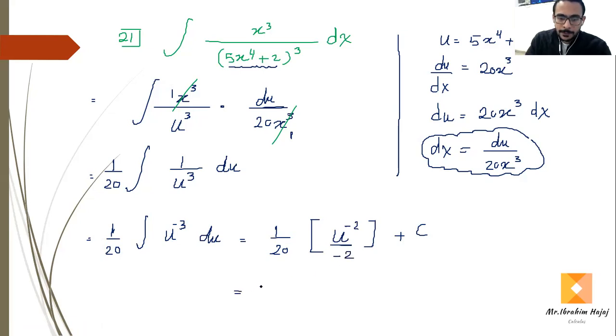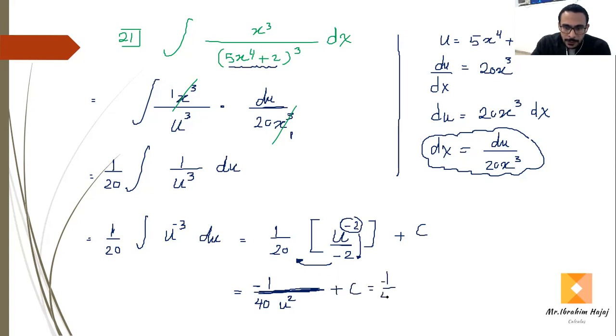Then 1 multiplied by 20 and negative 2. Hold on, it's 40. Just the 20, not the 20 and fraction. Yes, 40, and the u to the power negative 2 stays the same. Now you have to drop it down to be a positive exponent, so it becomes u to the power 2 in the denominator, plus C.